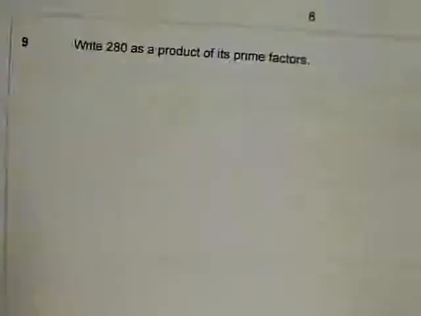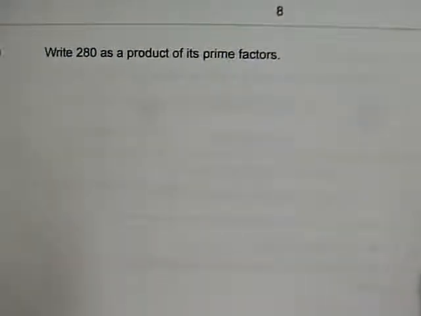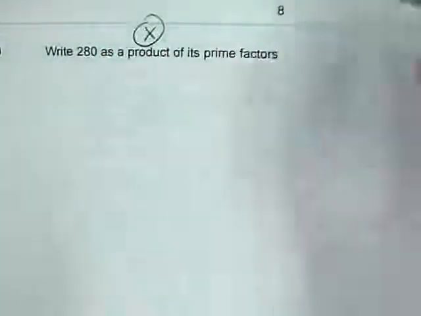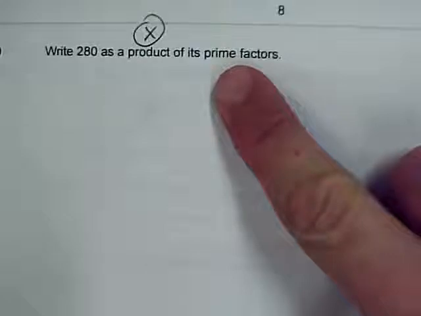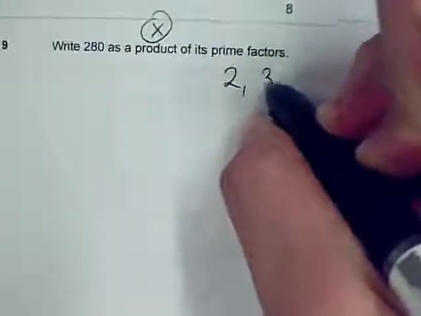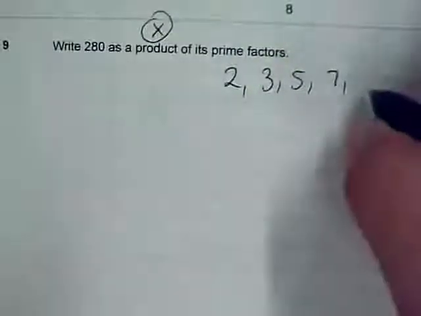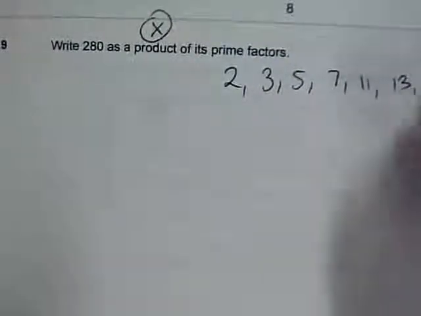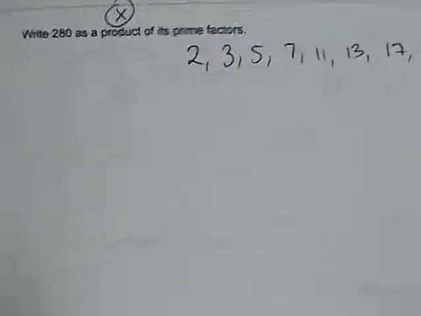Question 9. We're asked to write 280 as a product of prime factors. So we should remember that product means times. Prime numbers are numbers that are only divisible by 1 and itself. So numbers like 2, 3, 5, 7, 11, 13, 17, 19 and so on.